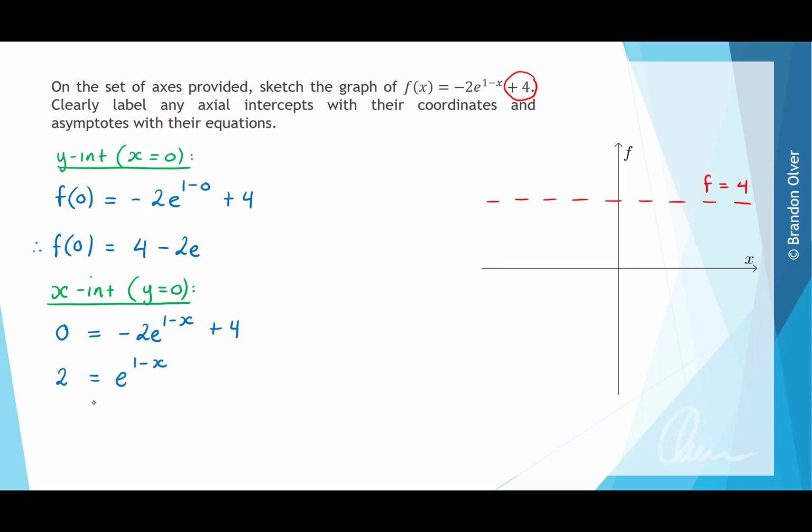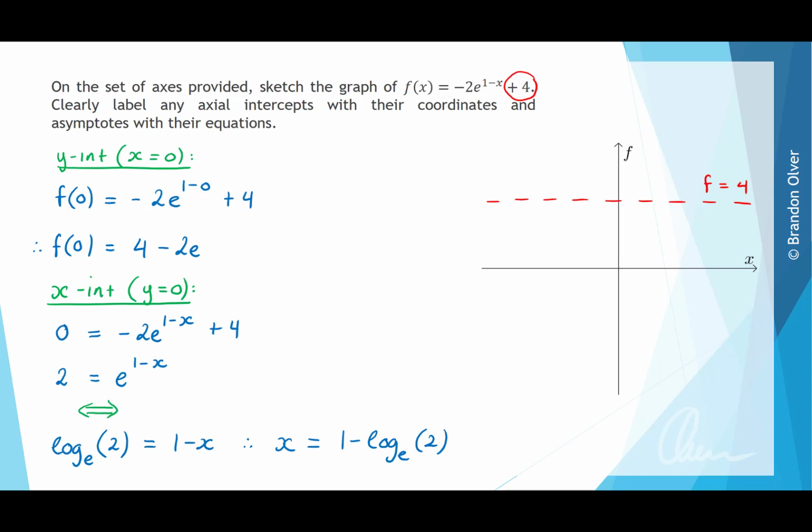minus x. Now we can use an equivalent log statement to find the value of x. Our equivalent log statement will be log of, and the base remains the same, so we're going to have log e of 2 is equal to 1 subtract x. Therefore, we find that x is equal to 1 subtract log e of 2.